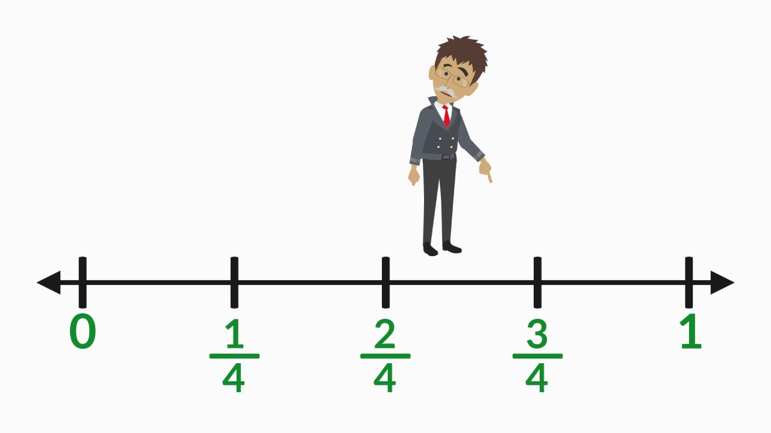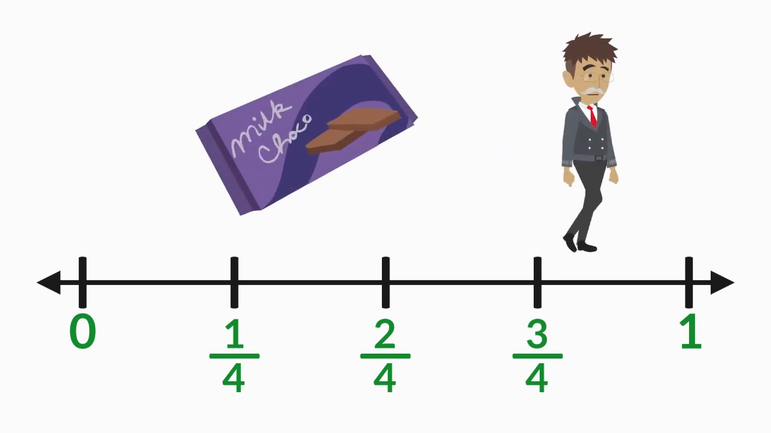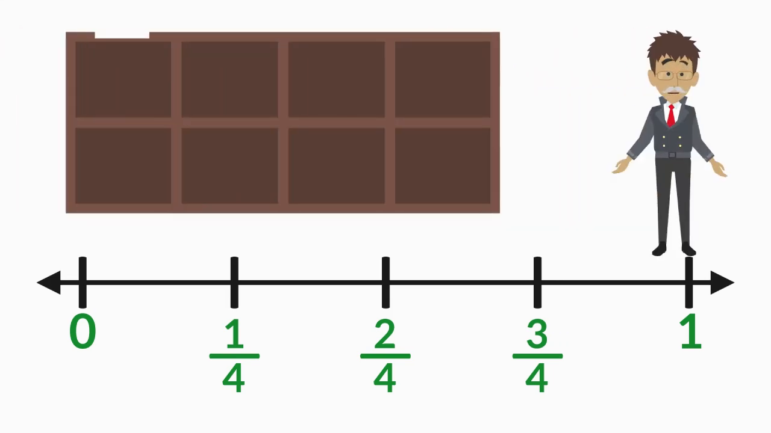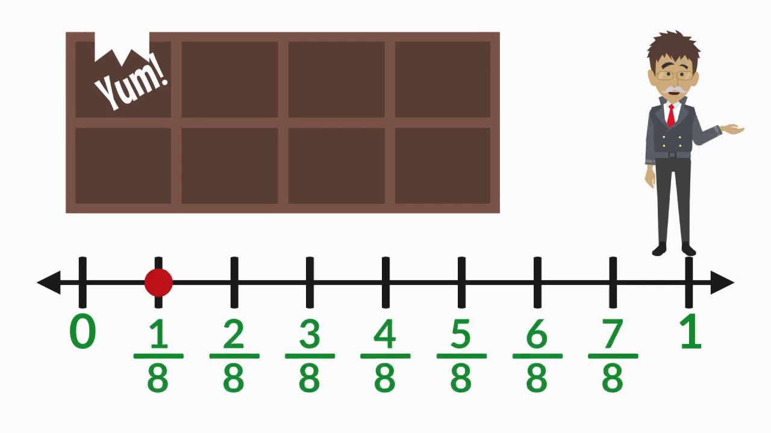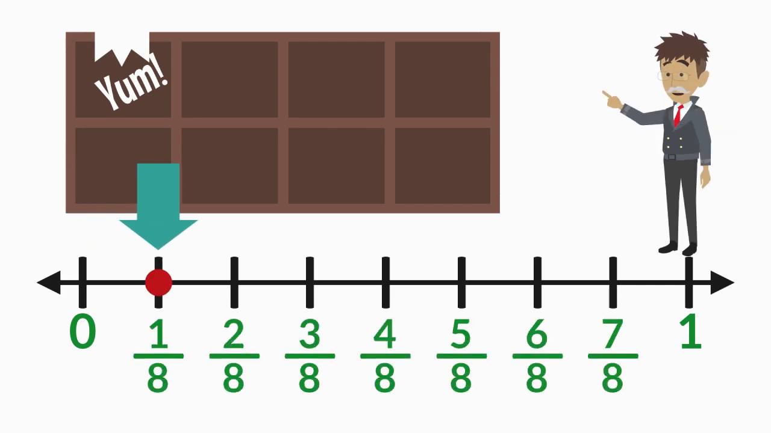Now consider a chocolate bar. If we have 1 out of 8 pieces, placing 1/8 on the number line shows it's slightly above 0.